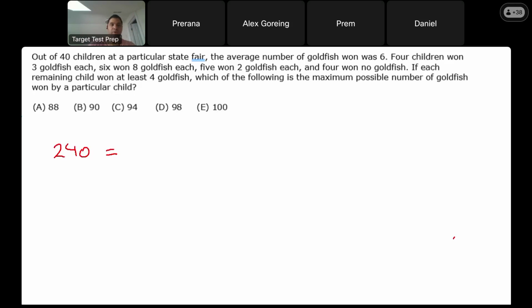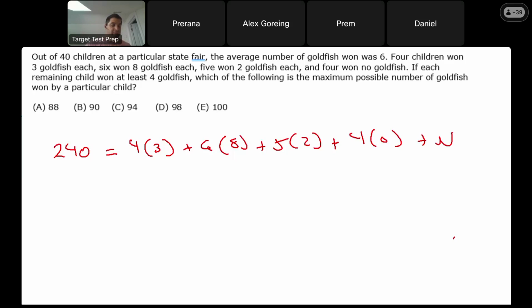240 is 4 children, 1 3 goldfish. So 4 times 3 is 12. 8 children, 6 goldfish, 6 times 8 is 48. And then 5 children, 2 goldfish is 10, and 4 children, 1 goldfish is 4. And then there's n, that's the remaining sum, right? Remember, we're basing this all on sums here. So we have 240 is equal to 12 plus 48 plus 10 plus 4 plus n.